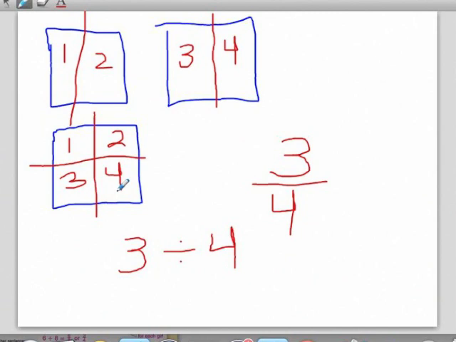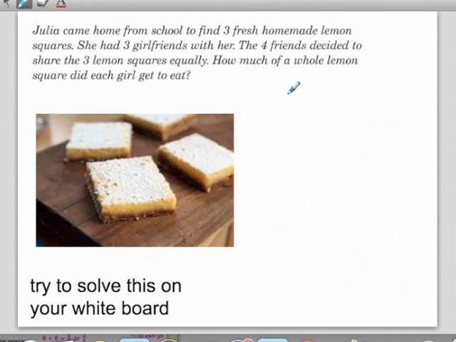lemon square bar. Okay, so you can draw pictures to help you. I know some of you are very visual learners, and that's a great way to help you there. But if you are fine with just thinking of these as division problems, just turning these into division problems, your correct answer on this one is going to be 3/4.